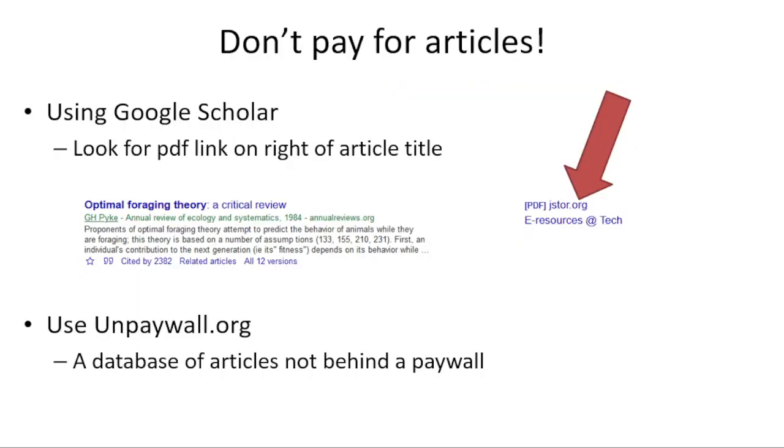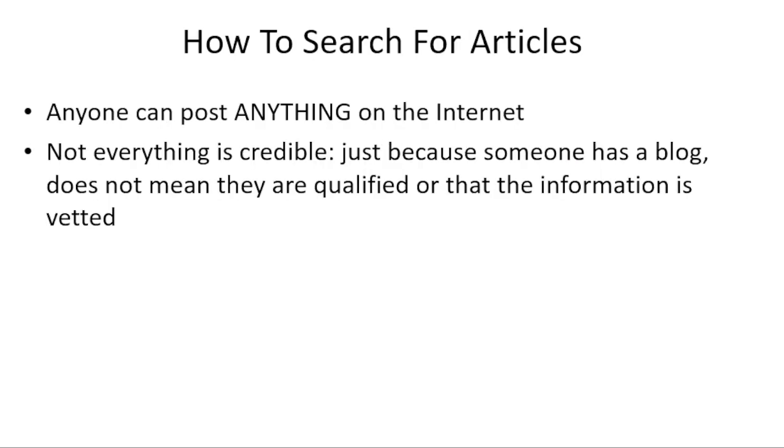So when using Google Scholar, look for a PDF link on the right of the article, as shown by that red arrow, and use unpaywall.org, which is a database of articles not behind a paywall. Anybody can post anything on the internet, so not everything is credible. And there's also some journals that aren't as credible as others. So just make sure whatever you're looking at, blogs are not credible. Look for peer-reviewed sources and make sure to read through it to make sure it's credible.